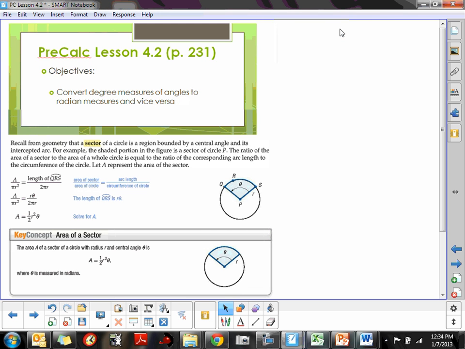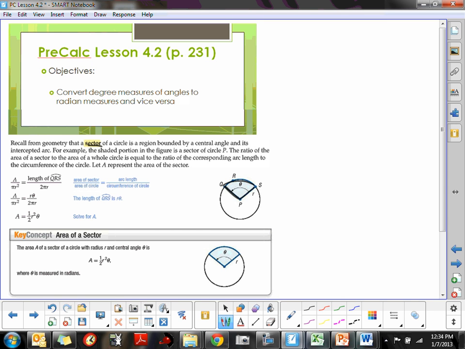In the last section of this lesson 4.2, we're going to be finding the areas of sectors. They've got a little interesting tidbit on sectors here. First, to start us off, recall that a sector is a part of a circle that's bounded by the central angle and its intercepted arc. So this is a sector.